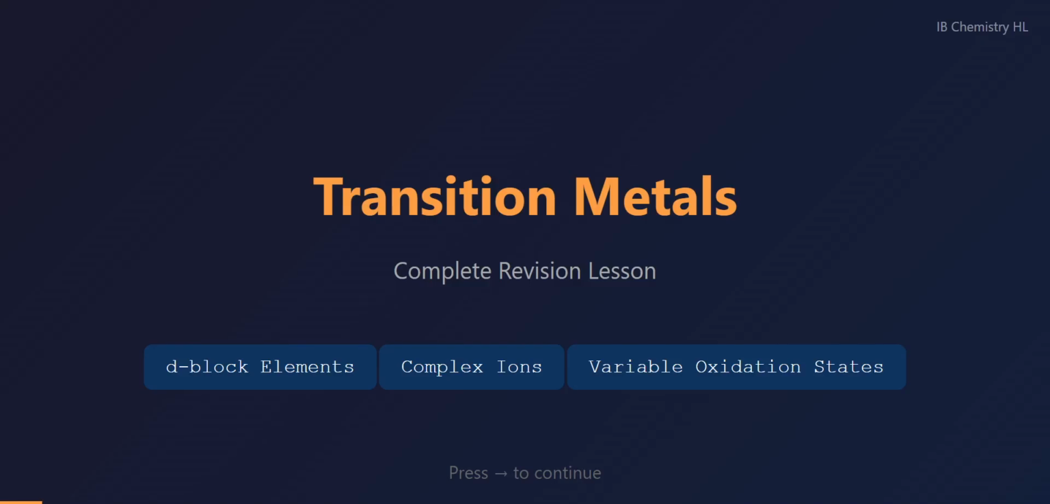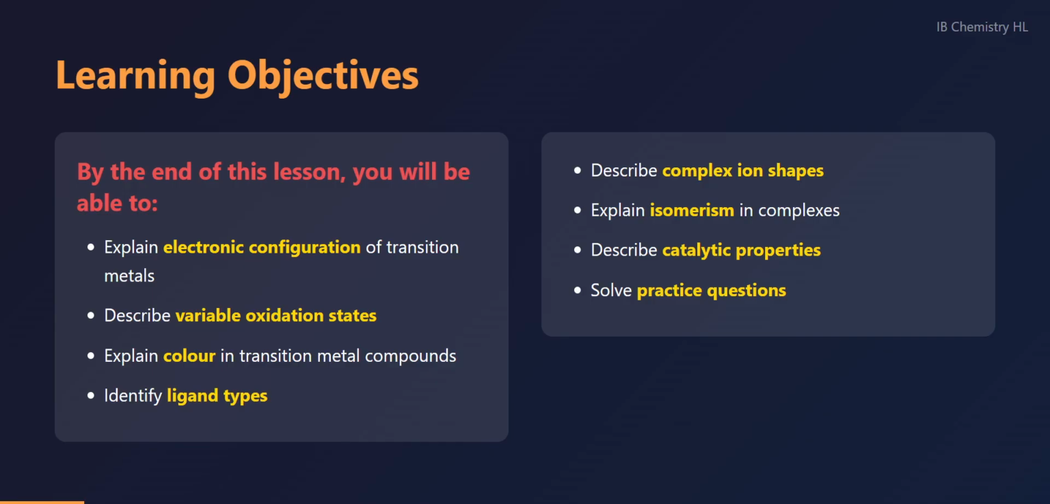Some transition metals like iron, cobalt, and nickel are ferromagnetic. We will cover each of these properties in detail. In this lesson, we will cover the electronic configuration of transition metals, properties such as variable oxidation states and color, complex ion formation, ligand types, isomerism in complex compounds, and practical applications.